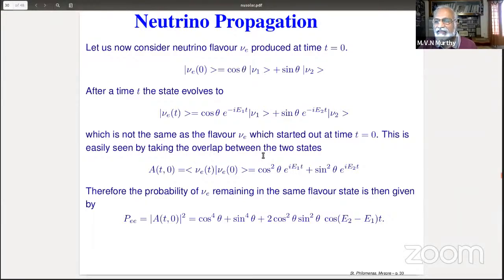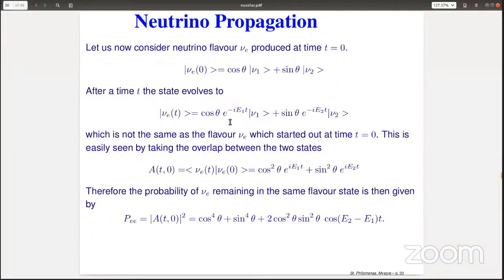So quantum mechanics tells us how to do this. You just take the overlap between these two states. That overlap is an amplitude. In fact, it is probability amplitude A, going from 0 to t. This amplitude is nu e at time t with nu e at time 0. So you take this overlap, and as you know, nu1 and nu2 are orthogonal states. So nu1 with itself is 1, nu2 with itself is 1, but nu1 and nu2 bracket is 0.